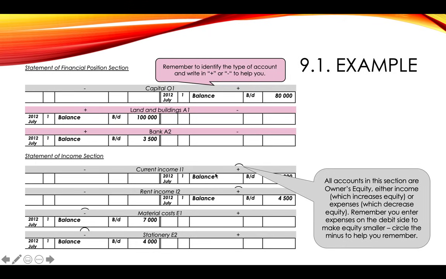Current income and rent income are both income accounts, and both of them would increase equity. So you can circle the plus, and when we enter the entries, you will work on that side. Material costs and stationery are both expenses. Expenses decrease equity, and therefore you will want to circle the minus for both material costs and stationery, because later on when we enter the transactions, we will need to debit these accounts to show that equity is decreasing.